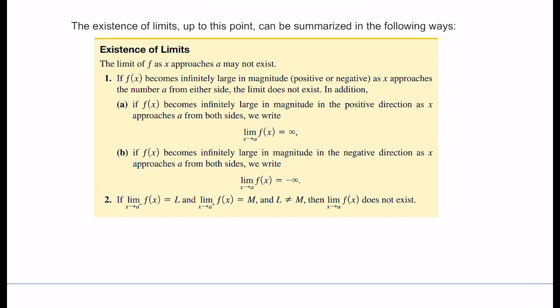So the existence of limits up to this point can be summarized in the following ways. And you can pause the video rather and read through that box there, and then unpause it when you're ready to move on. So the limit of f as x approaches a may not exist, right? If f of x becomes infinitely large in magnitude, as it did in that last example I did, as x approaches the number a from either side, the limit does not exist.